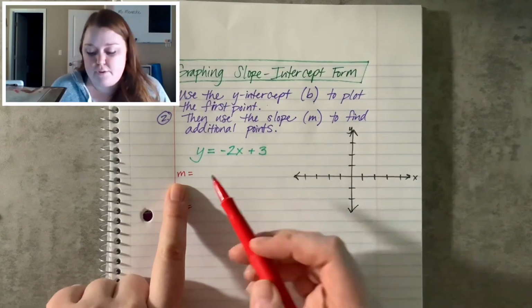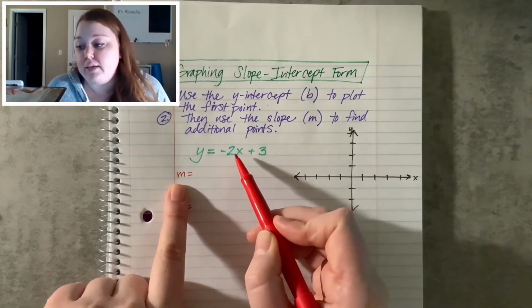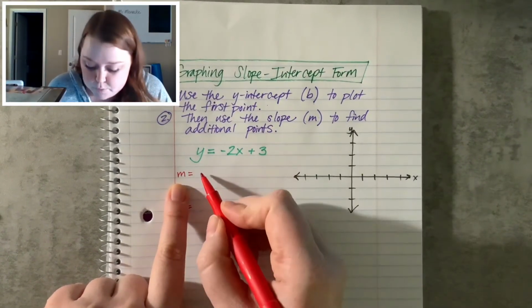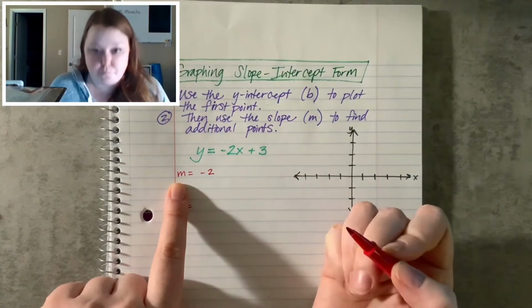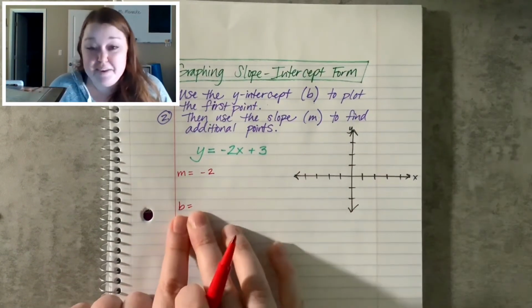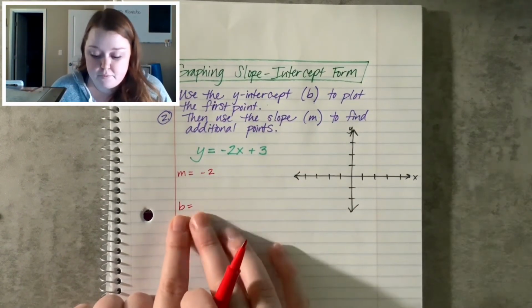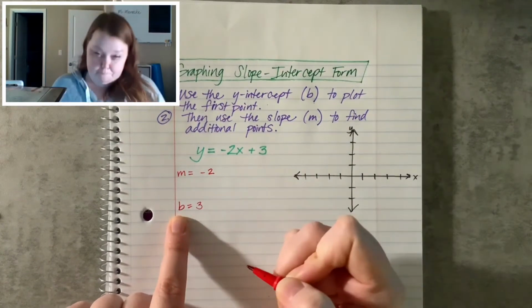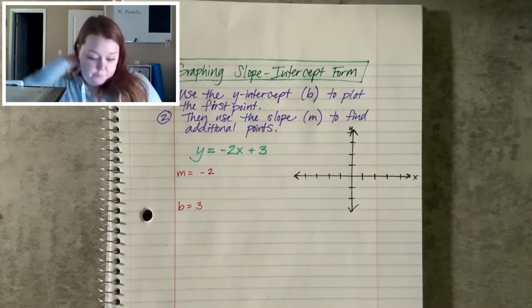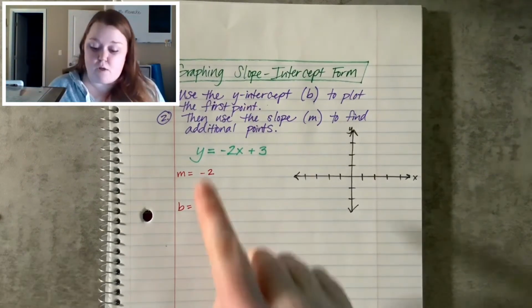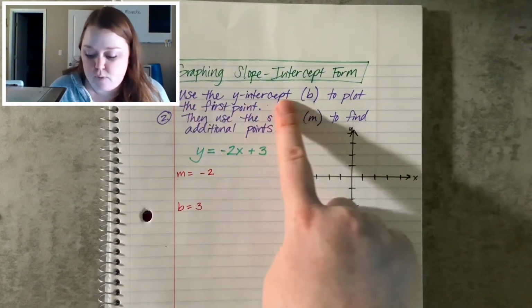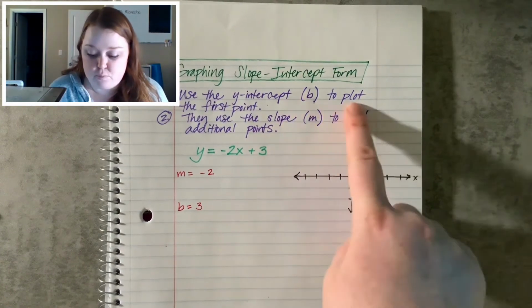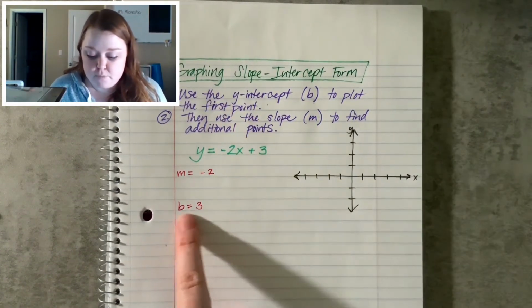Your m value is whatever's attached to the x. So your slope is negative 2. Okay. B value, what's your b value? Positive 3. Okay, cool. Now, let's go ahead and follow these instructions. It says use the y-intercept, so the b value, to plot the first point. So your b value is 3.